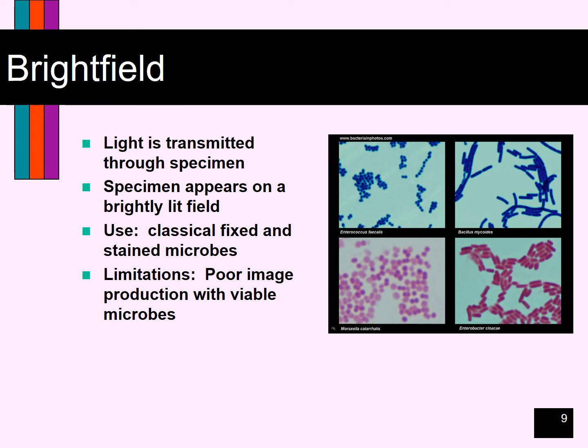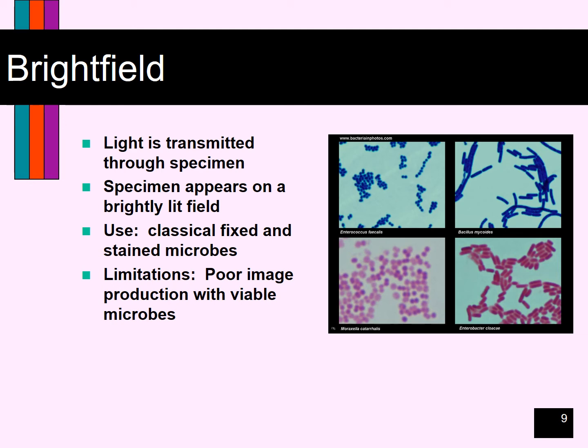These are some images from the bright field microscope. Light is transmitted through the specimen. The specimen appears on a bright field. And so usually what you need to do is stain your microbe. These microbes are all stained. If they weren't stained, you would have a difficult time seeing them. It's not impossible to see them, but it is a lot more difficult.